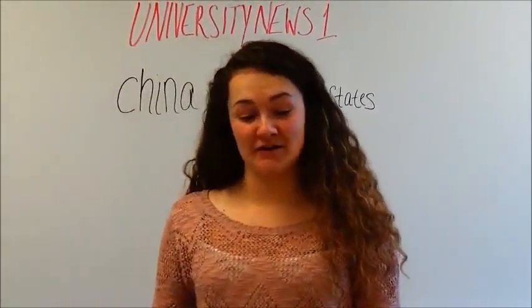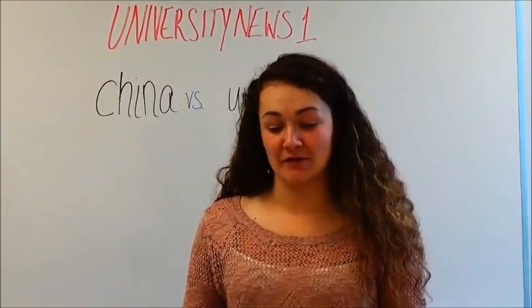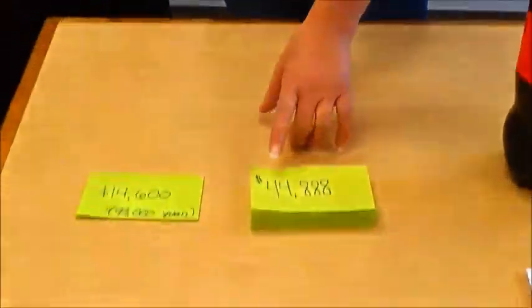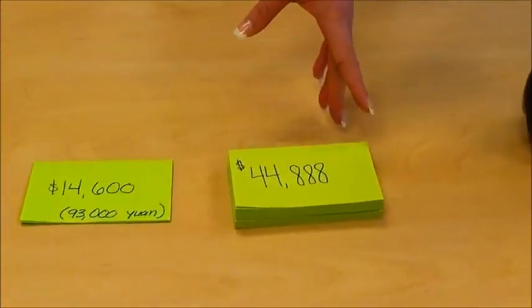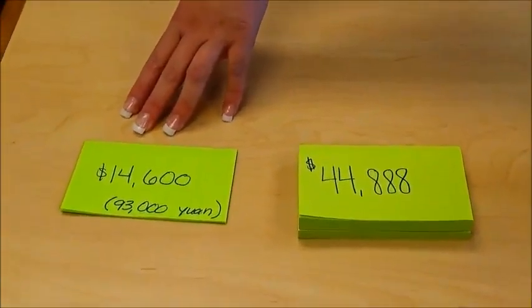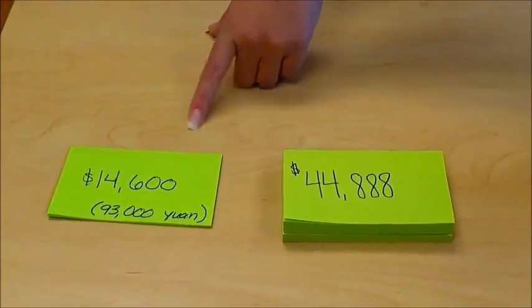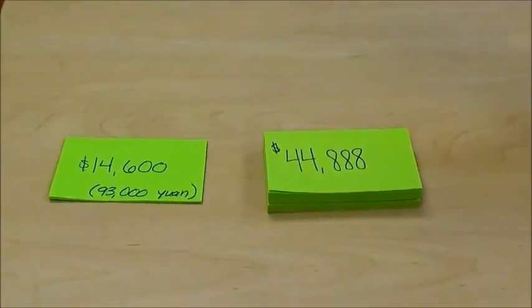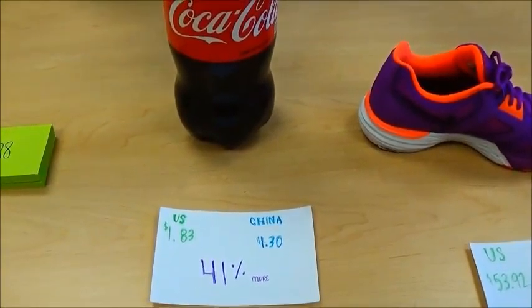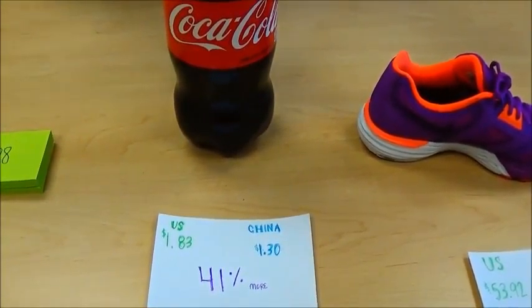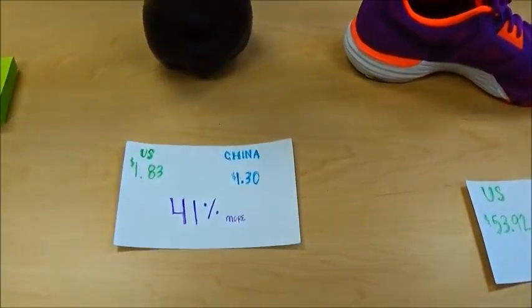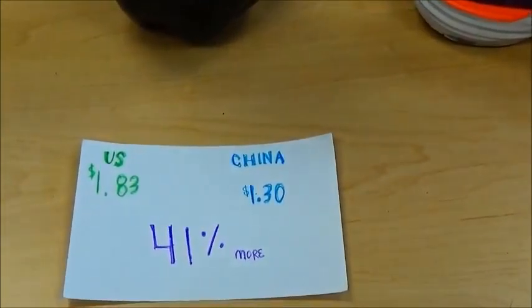Now I'd like to invite Mai to show us the difference between some common goods between China and the United States. In the United States, an average worker makes $44,888, and the Chinese worker makes $14,600. And with this, we can purchase some of these goods and see their differences. Mai? Here we have a comparison of 2-liter Coke, we pay 41% more than China, an average of 50 cents per bottle.